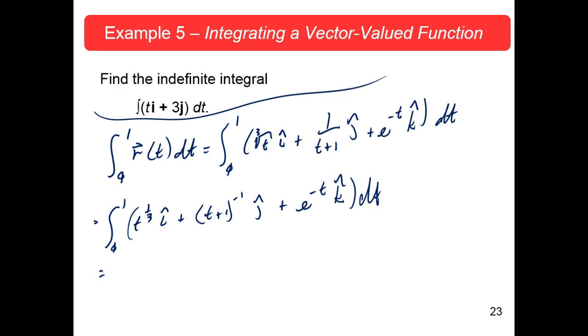It's the antiderivative of t to the 1/3. The 4/3 t to the 4/3, divided by 4/3, which is the same as times 3/4. You divide by the exponent, and if it's fractional form, go on and invert and multiply. A little bit easier. That would be in the i direction.